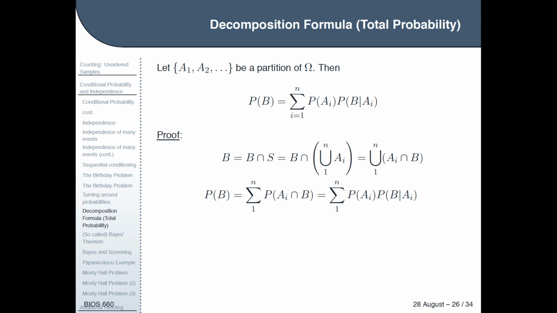And then we just use the formula for conditional probabilities, that the probability of B is equal to the sum of the probability of A_i intersect B. Since the A_i are by definition disjoint, you can just sum the individual probabilities. The formula for conditional probability gives us the sum of the probability of A_i times the probability of B given A_i.